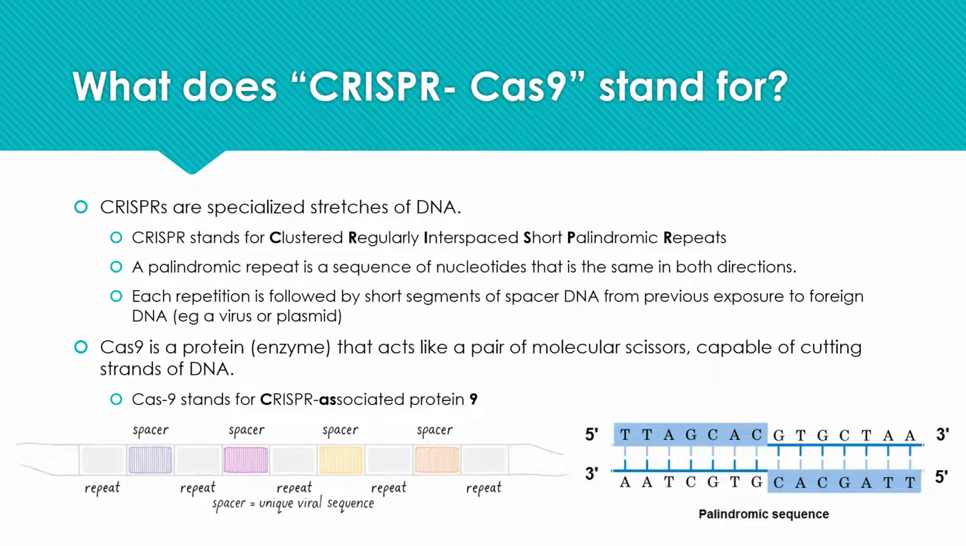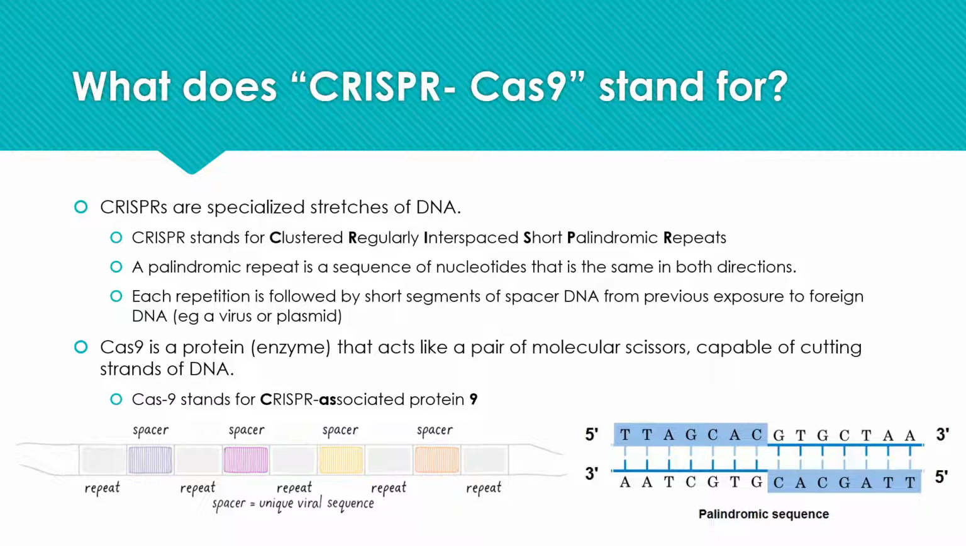So I've been using the term CRISPR Cas9 without explaining what it actually stands for, because you'll have noticed that CRISPR is written in all capitals, so it's actually an acronym. And CRISPR stands for Clustered, Regularly Interspaced, Short Palindromic Repeats. That's a lot of words, but it's actually not as tricky as it might sound.